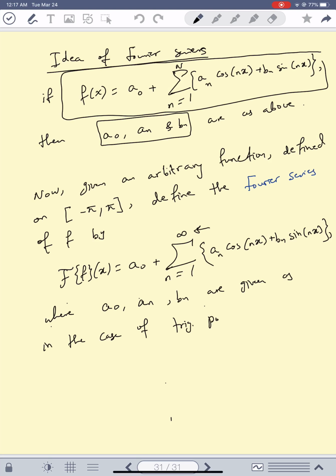Okay, so if you have a function, again this is the idea of the Fourier series. If you have a function defined on the interval -pi to pi, we define something called the Fourier series. It's very similar to a trigonometric polynomial, but the sum extends to infinity. Let's see an example before doing anything else. Very simple example.